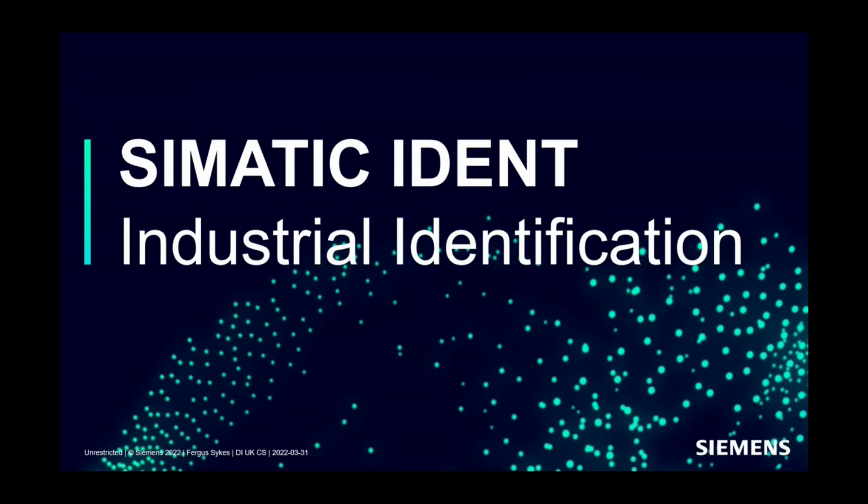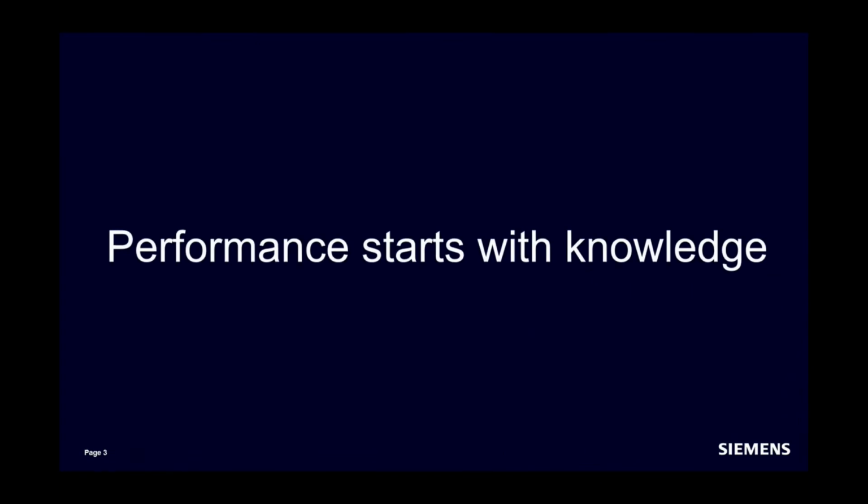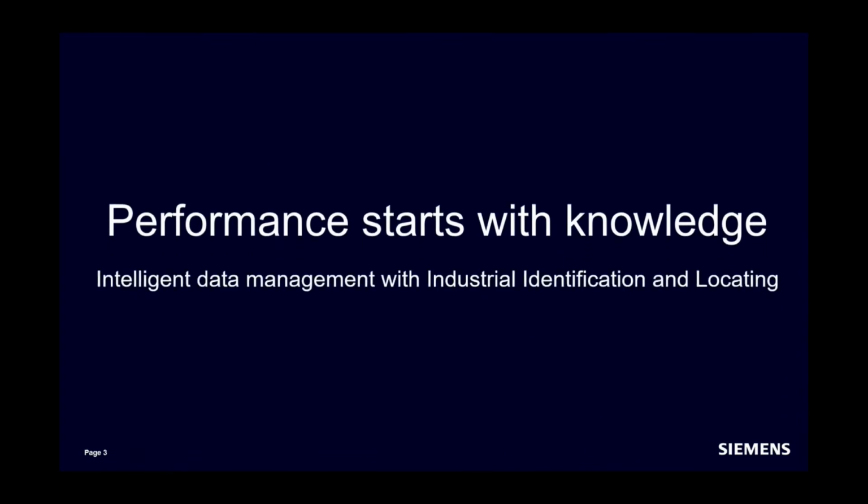SIMATIC IDENT is our brand name for industrial identification products. Primarily for us, that contains three product areas. The reason that we have this area is because, as we all know, you can't have control without the knowledge of what you're controlling. And as we move into the future age of production, we need more and more information about what's coming through our production lines, what's coming through our logistics warehouses, that sort of thing.